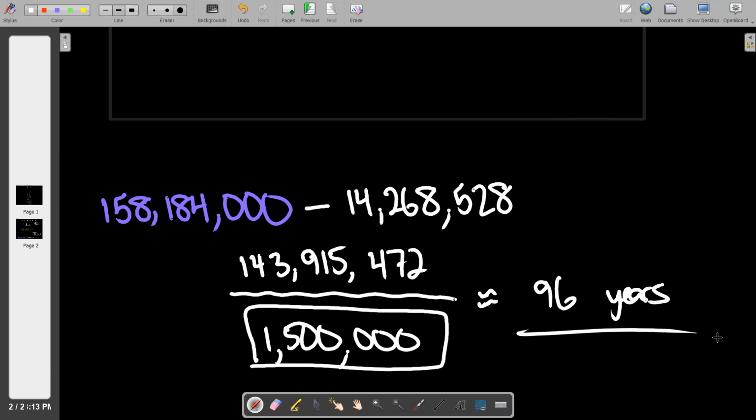So California's not going to run out of new, unique 7-character license plates for almost 100 years. And if they did, let's say they had this crazy influx of population and that 1.5 million went up and they ran out in 30 or 40 years, how could they fix their problem?